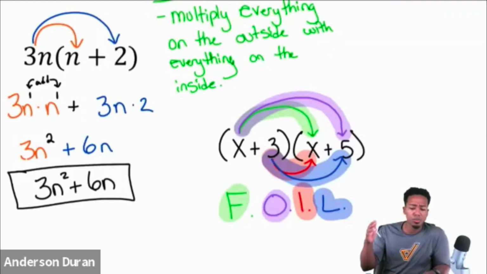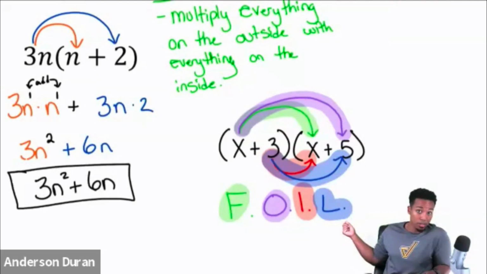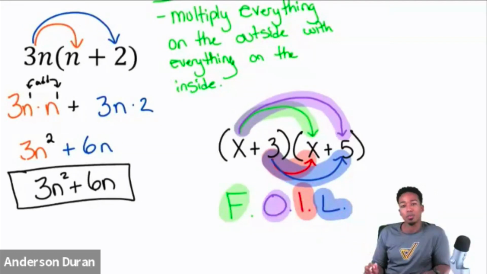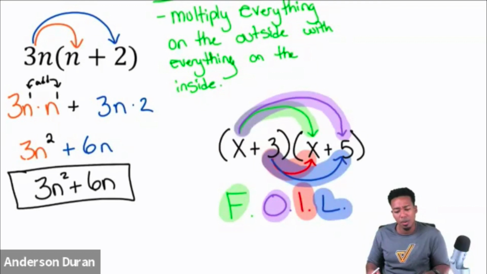Another way to do it is with the box method. I love that method too, but I always want to make sure that y'all understand what distribution really is. All it is is multiplying everything from the outside with everything from the inside. Does that make a little more sense, everybody?